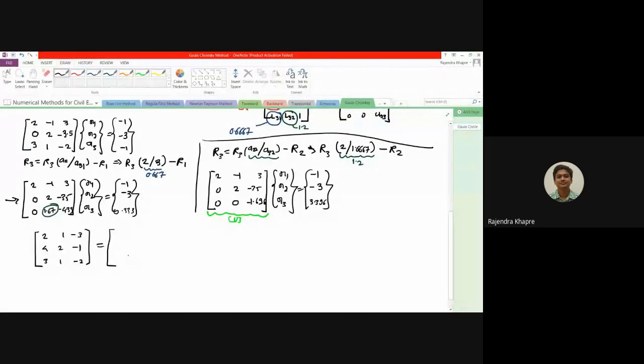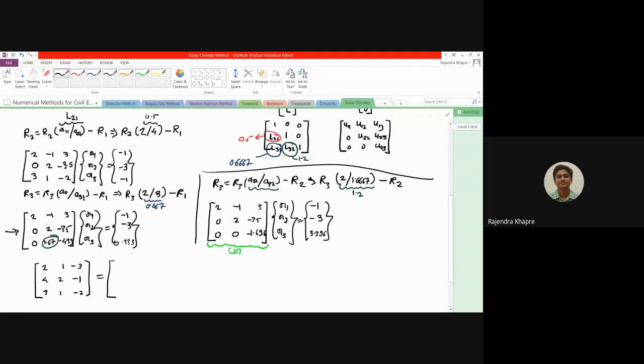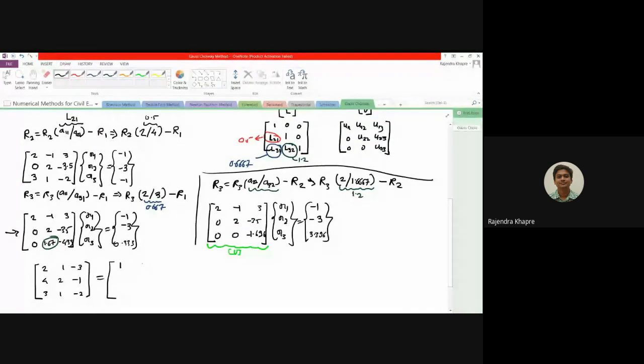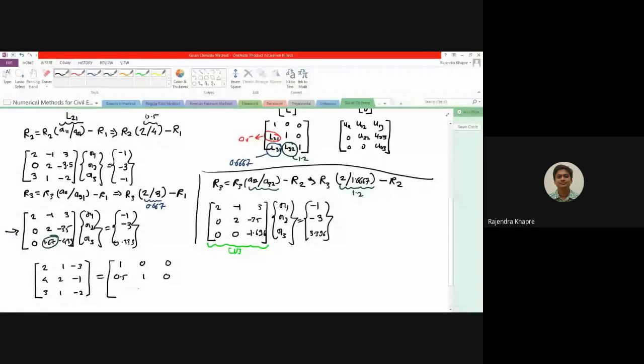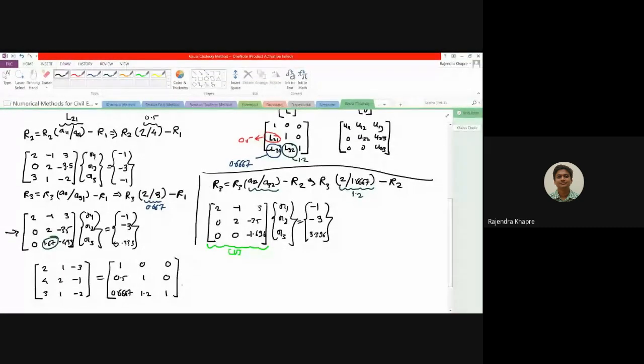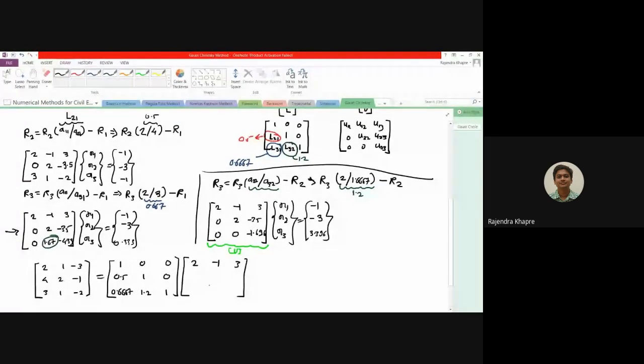One is the lower triangular matrix. If you talk about the lower triangular matrix, it is nothing but 1 0 0. This value is 0.5, this value is 1 and 0, this value is 0.66667, this value is 1.2, this value is 1. And as far as upper triangular matrix is concerned, this is 2 minus 1 3. And this will be 0 2 minus 3.5. This will be 0, this will be 0, and this is minus 1.696.